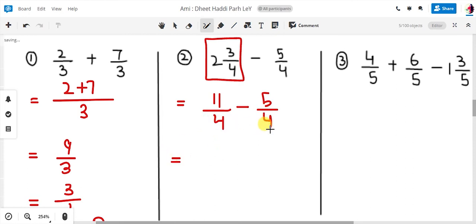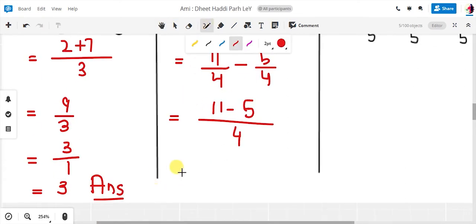Now see, since the denominators are the same, these are like fractions. Follow the steps. So write the denominator one time, go for addition or subtraction. Since they are subtracting, simply take away these numbers: 11 minus 5. 11 take away 5 will give me 6 over 4.